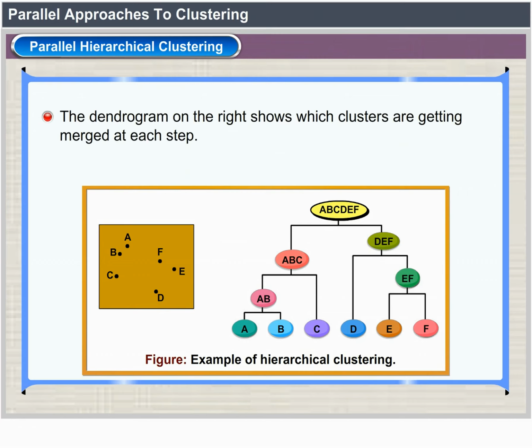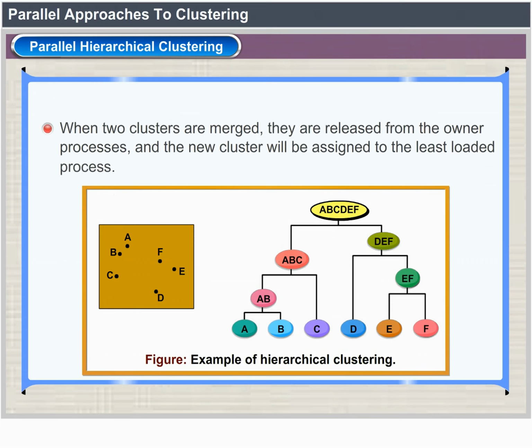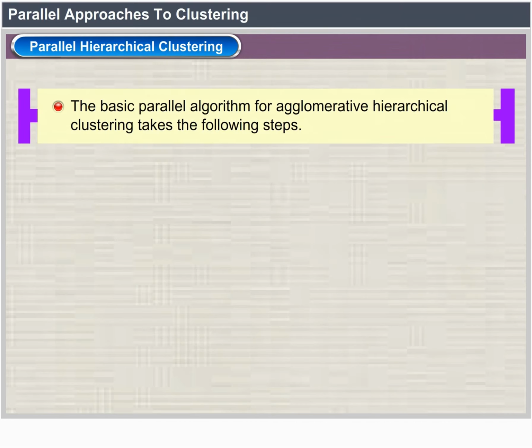The hierarchical merging of clusters can be parallelized by assigning clusters to different processes so that each process will be in charge of a disjoint subset of clusters. When two clusters are merged, they are released from the owner processes and the new cluster will be assigned to the least loaded process. The basic parallel algorithm for agglomerative hierarchical clustering takes the following steps.